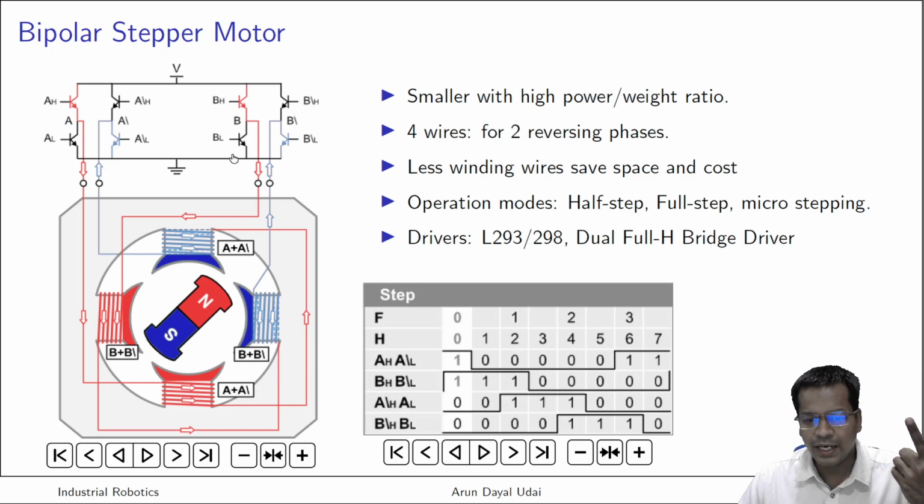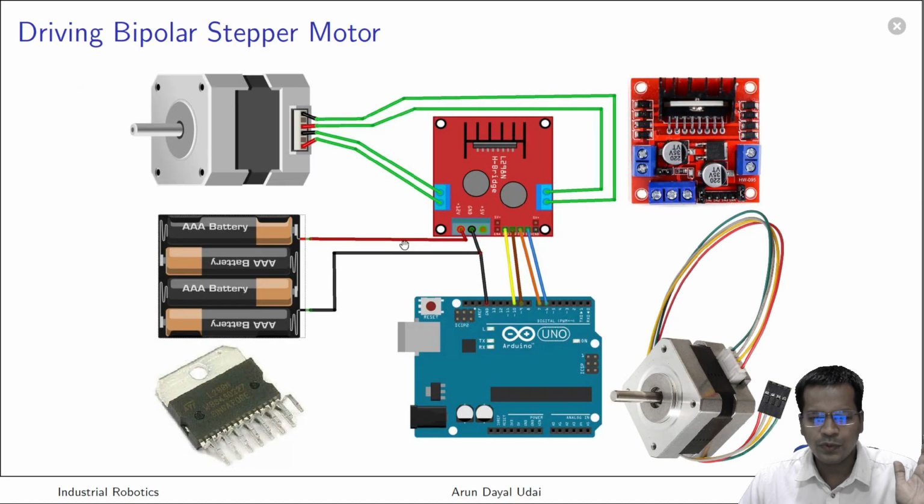So that means L298 has two H bridge drivers, so it can run just one bipolar motor. One bipolar motor. Same for L293D. Okay. So that is how a bipolar motor runs. Got it? Hope it is quite clear so far, and the driving is very simple again.